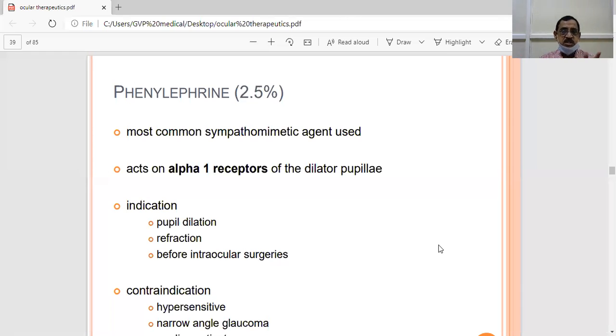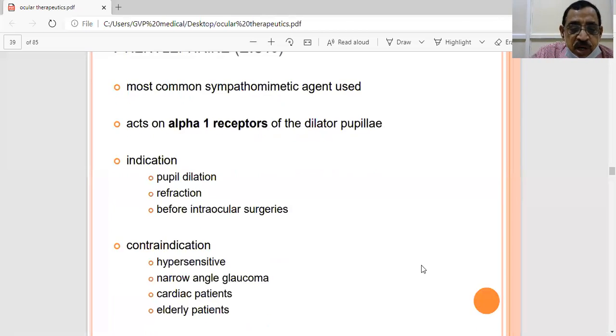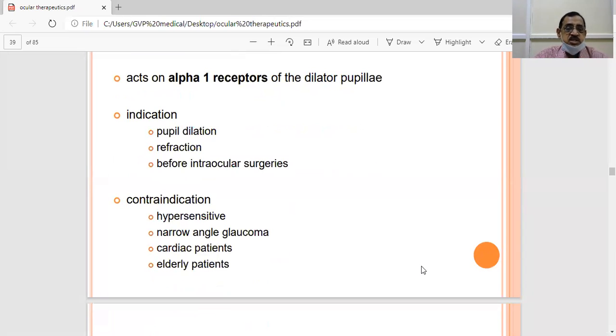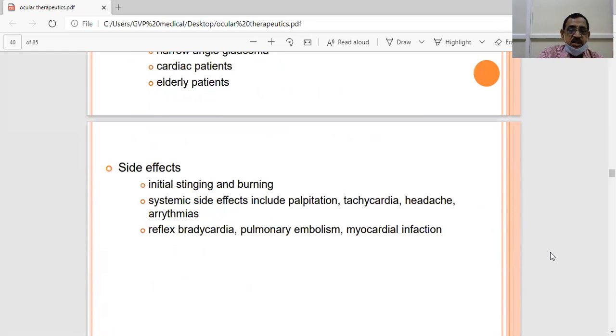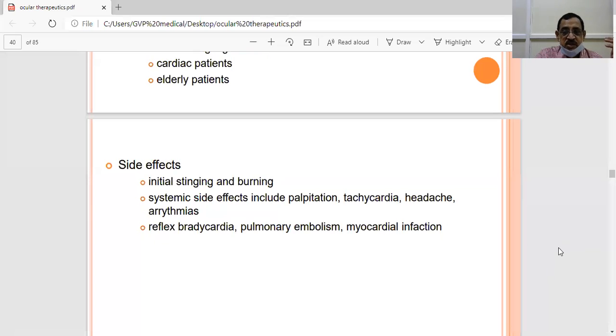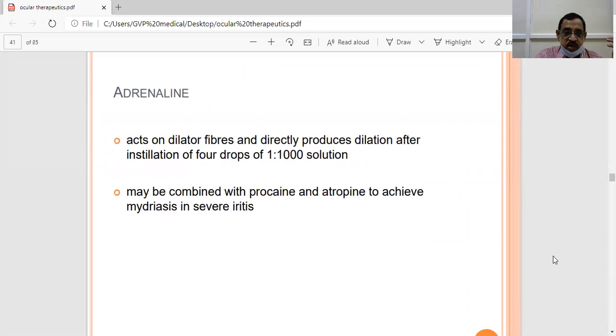Contraindications are hypersensitivity to phenylephrine, angle closure glaucoma, narrow angle glaucoma, patients who have cardiac problems, and in elderly individuals we try to avoid phenylephrine. The side effects are initial stinging and burning sensation, and the systemic side effects of phenylephrine can be palpitation, tachycardia, headache, and arrhythmias. Reflex bradycardia, pulmonary embolism, and myocardial infarction are also reported as side effects of phenylephrine.